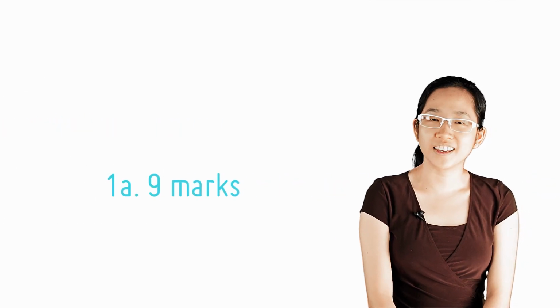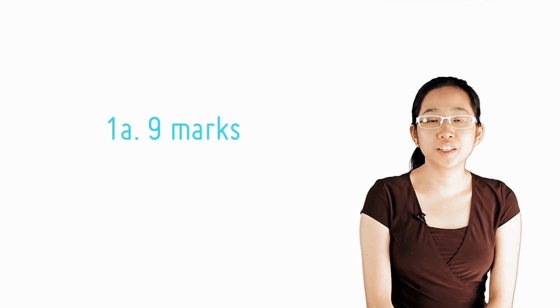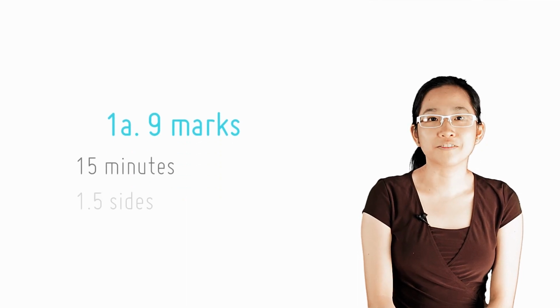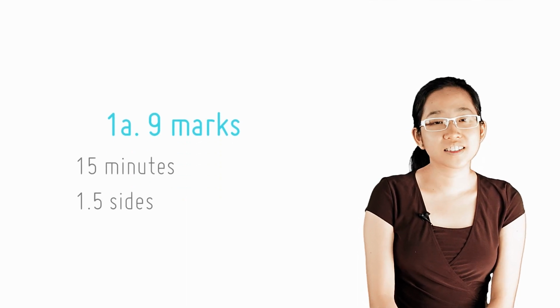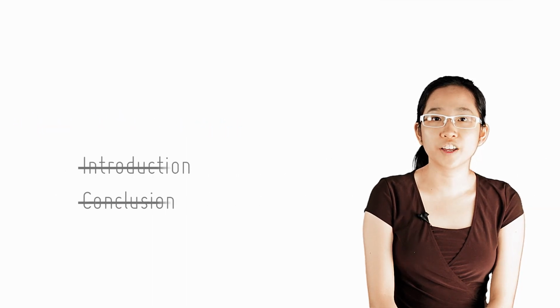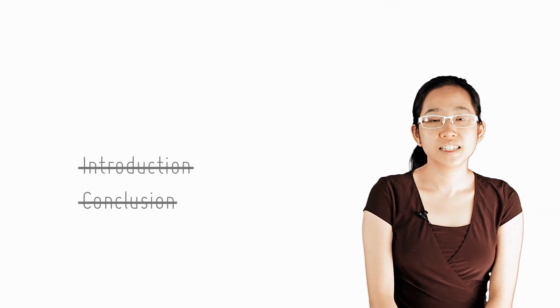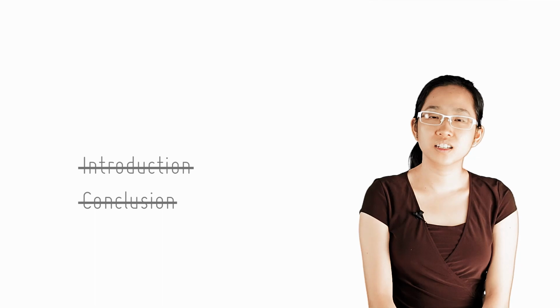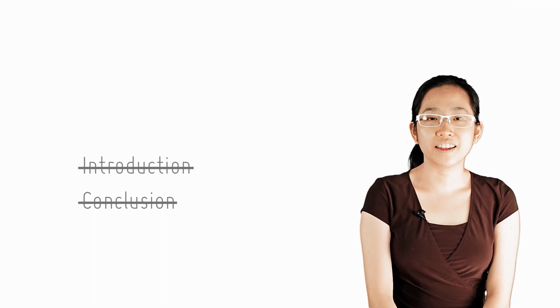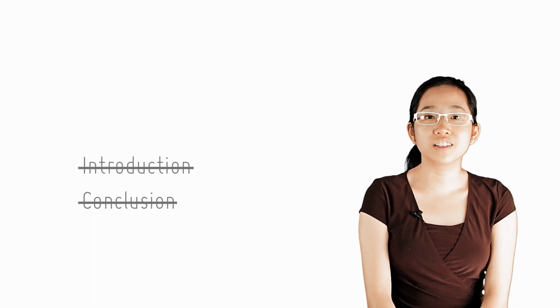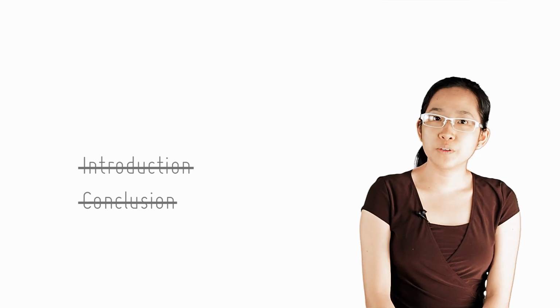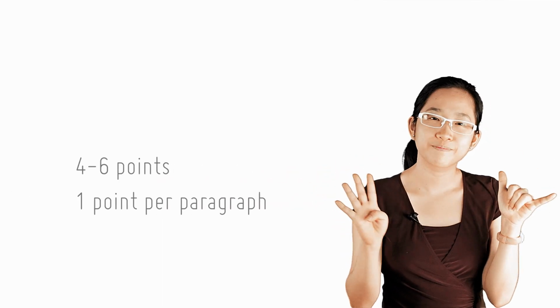For the 9-mark essay, you should spend approximately 15 minutes on it and write about 1.5 sides. Unlike the 16-mark essay, there is no need for introduction or conclusion. Simply start with your first point. The number of points depend entirely on the question and how well developed your points are. Usually, you need about 4 to 6 points.